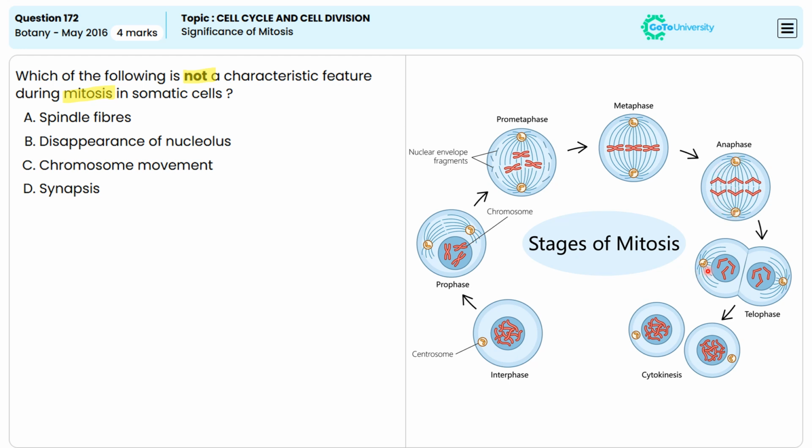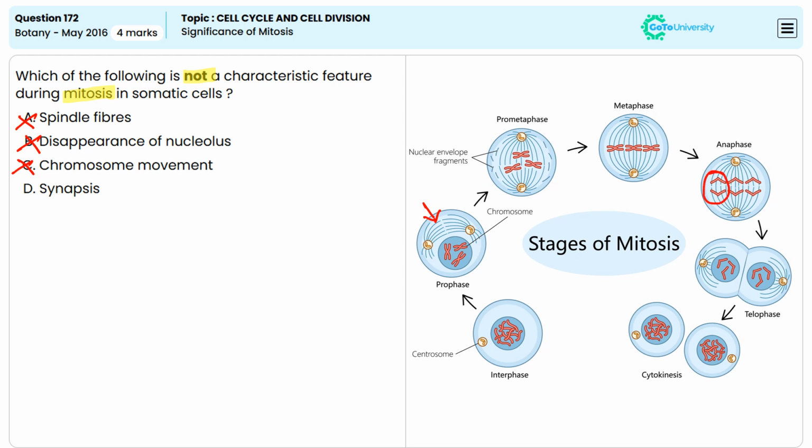Now next, in the telophase, the chromosomes decondense, the nuclear envelope reforms, and finally, by cytokinesis, the cytoplasm divides, resulting in two daughter cells. So that means options A, B, and C are incorrect answers, because the spindle fibers form during mitosis, that is the prophase stage, and this helps to separate the chromatids of the chromosome as well.